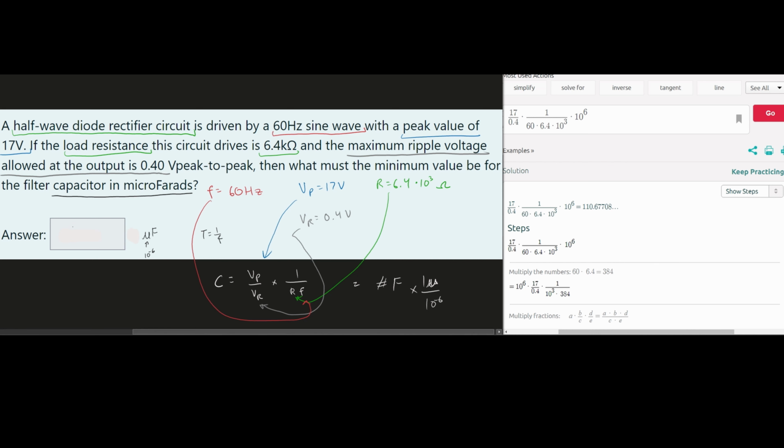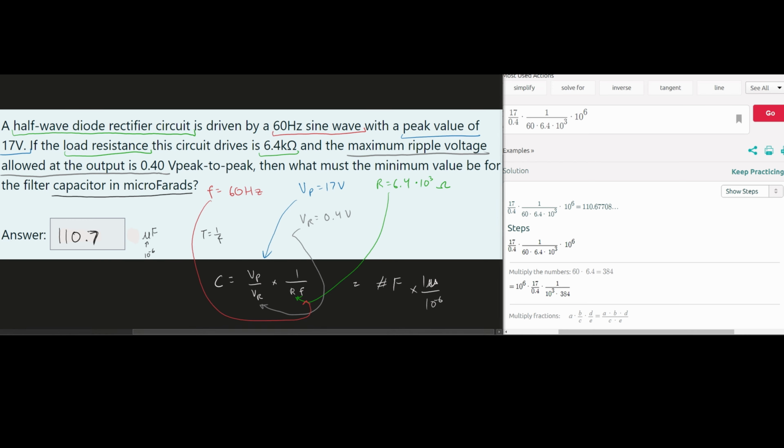110.7. So the answer for this problem is going to be 110.7, and this is in microfarads. So that's how we would go about solving this problem. I do not know why it is not writing correctly, but that should be 110.7, and again, it's in microfarads.